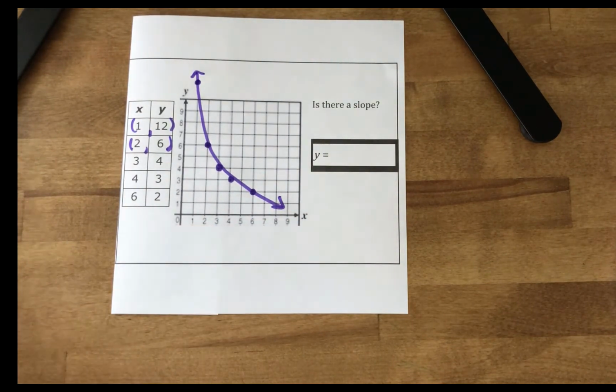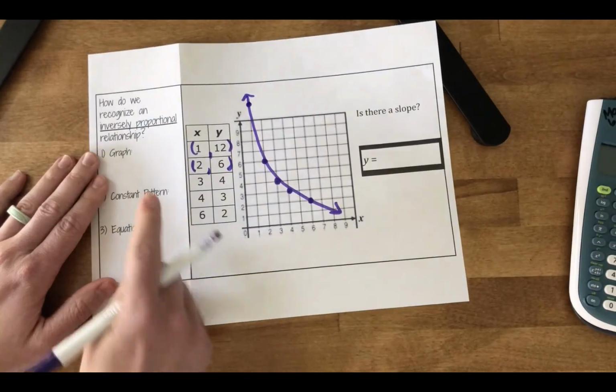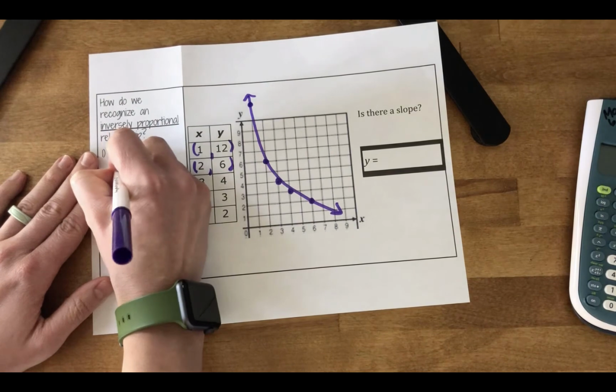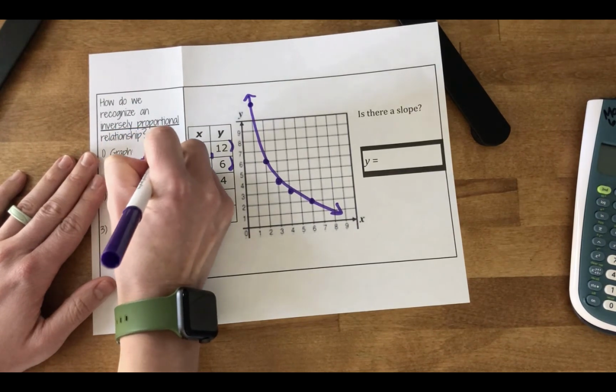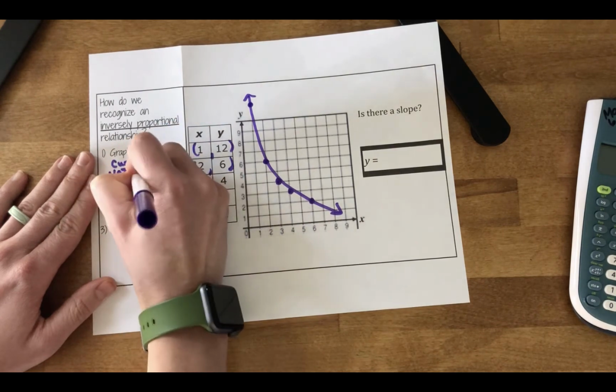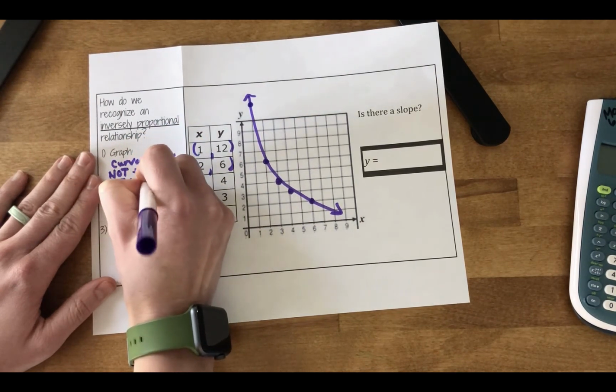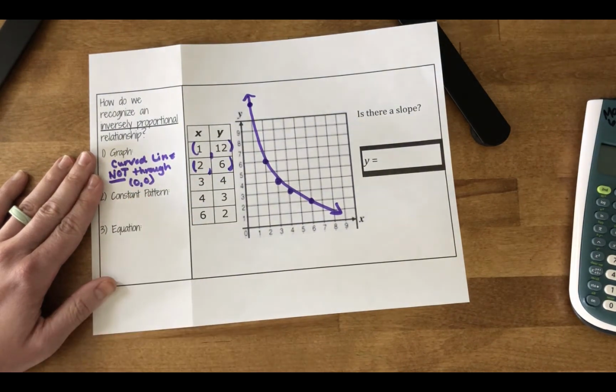So if you go back to your notes from yesterday and you find where we looked at inversely proportional relationships, it has a curved line not through the origin. Let's go ahead and write that on the left-hand side here. We have a curved line not through 0, 0, not through the origin.